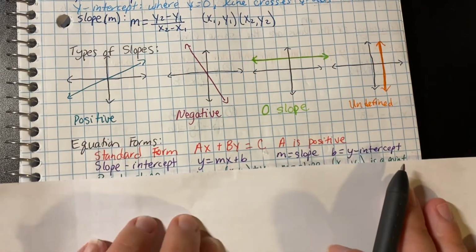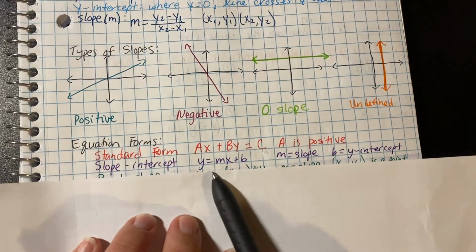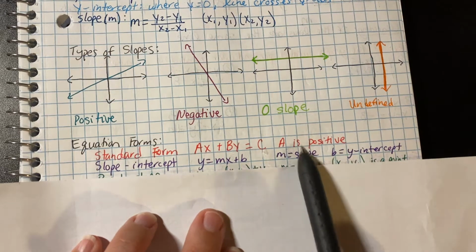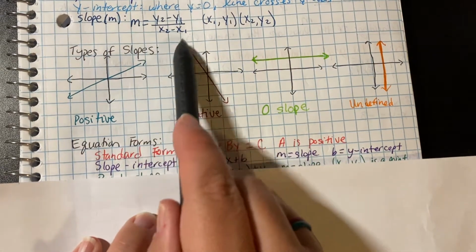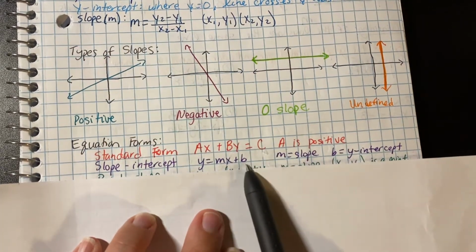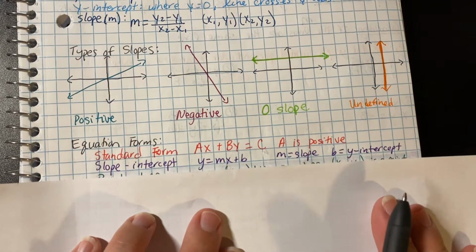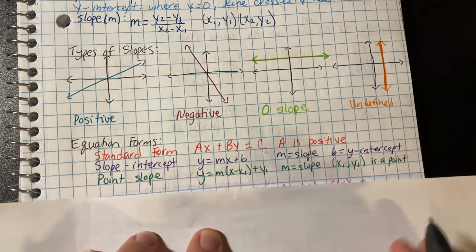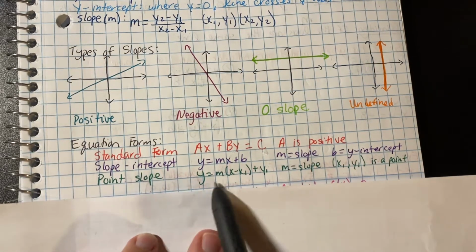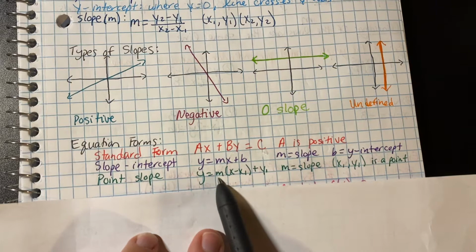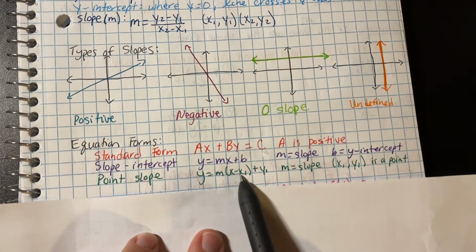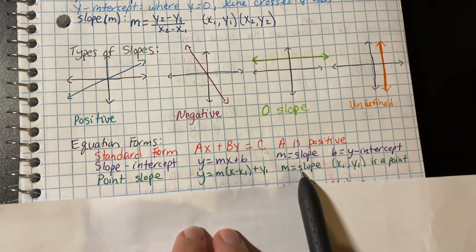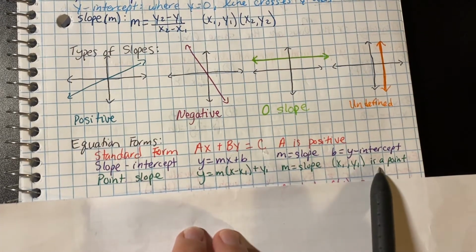The next one is slope-intercept. So our y equals mx plus b form. Remember that m is slope, which we could find using this information up here. And b is our y-intercept. And another form of equations that we're going to talk about is point slope. Okay, so that's going to be y equals m times x minus x1 plus y1. M is your slope, x1, y1 is a point.